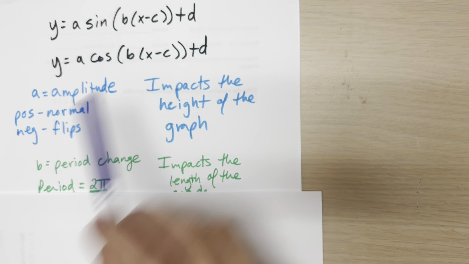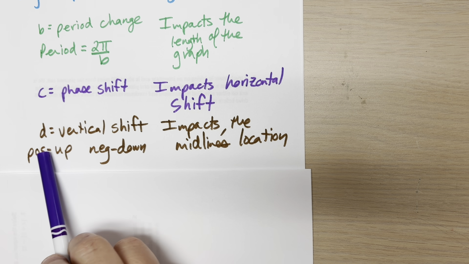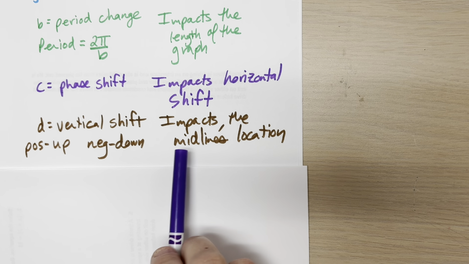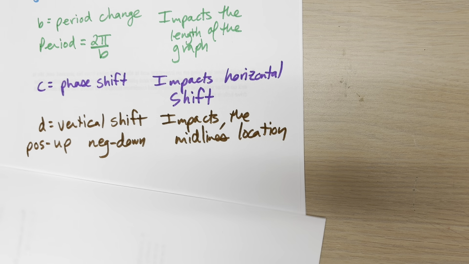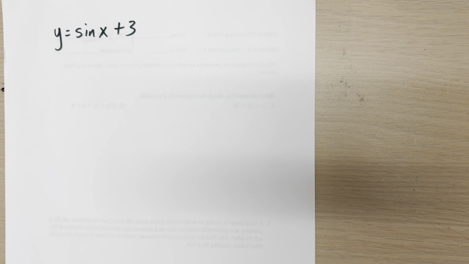The last parameter is D, and that's your vertical shift. Just like every other function you've ever dealt with, positive means it's going to shift up, negative it shifts down. This impacts the midline's location, and we're going to get right to it so you can see what I'm talking about. All right, in our first graph here, we have y equals sine x plus 3.